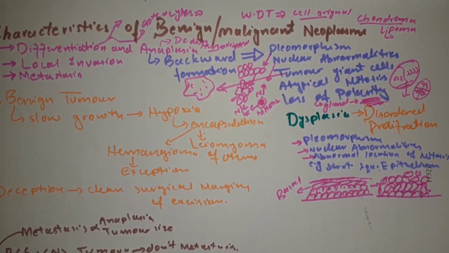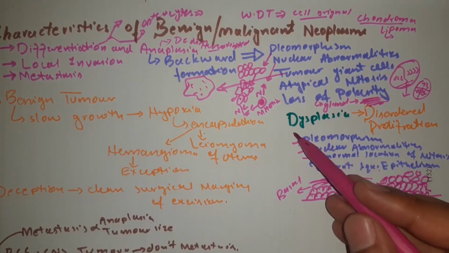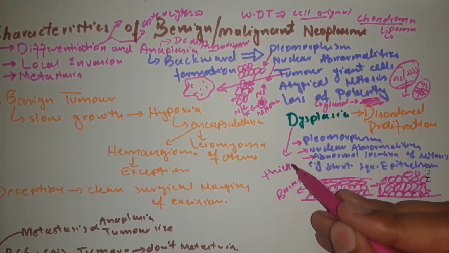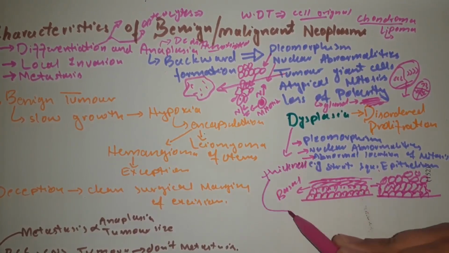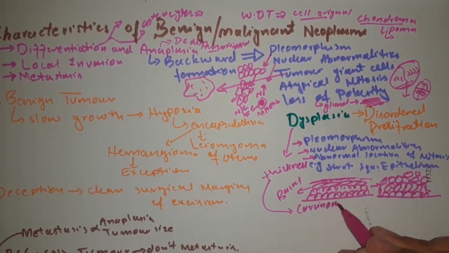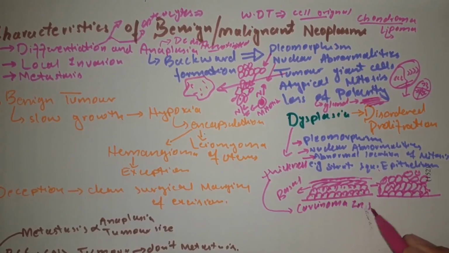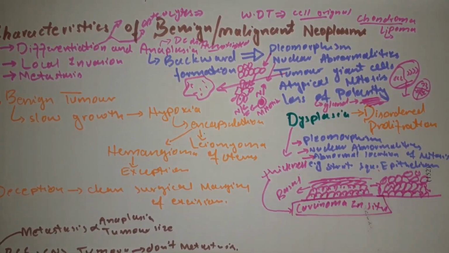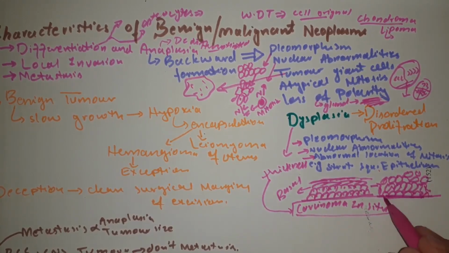And when these dysplastic changes cover the entire thickness of the epithelium, it is termed as carcinoma in situ. What does it mean? It means that this carcinoma is limited to the tissue and it has not invaded through the basement membrane. This is the basement membrane. So as long as carcinoma has not invaded the basement membrane, it is called carcinoma in situ.